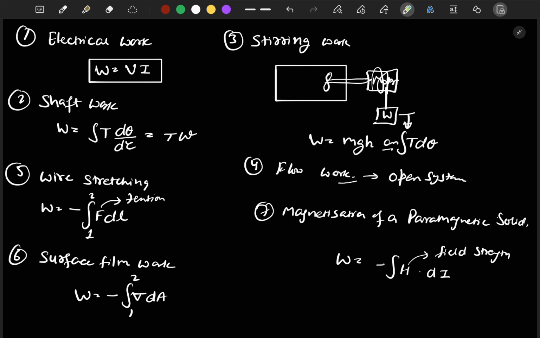If in a question these works are mentioned and the value is not given, or, like here, if the surface tension and change in area are provided, then you can directly obtain the value of work. Okay, we will move to the next topic.